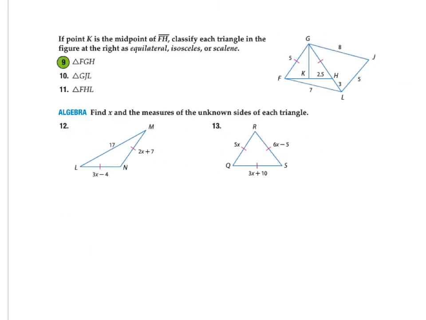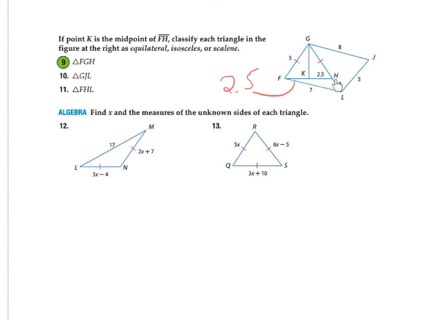Let's look at this problem right now. If we're going to classify these triangles, let's start with FGH, which is this triangle right here. It says that K is the midpoint of FH, so therefore if this side is 2.5, this side here is also 2.5. So let's write that in. So this is 2.5 right here, which means now this triangle we were talking about, FGH, has two equal sides of 5 right here, so therefore it is an equilateral triangle.